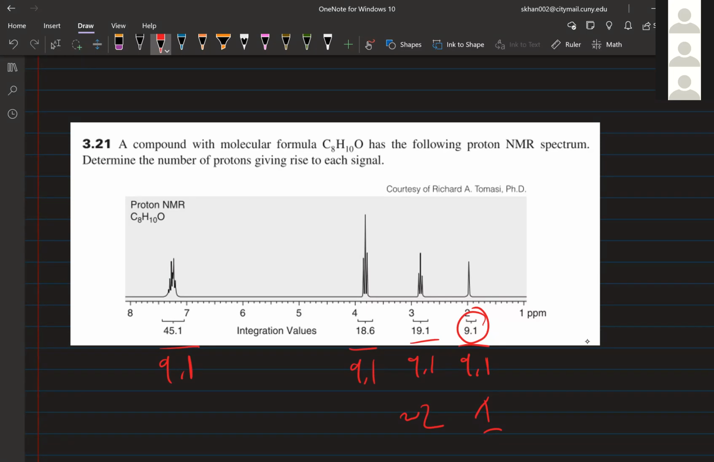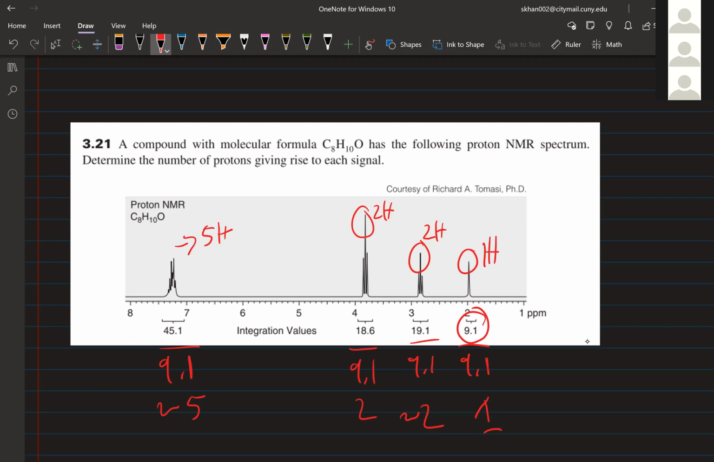18.6 divided by 9.1 is approximately how much? 2. And then what about 45? 5, right? So now we have these all relative to each other, so this peak represents 5 hydrogens, right? This peak here represents 2 hydrogens. This peak here represents 2 hydrogens, and this peak here represents one hydrogen, right?